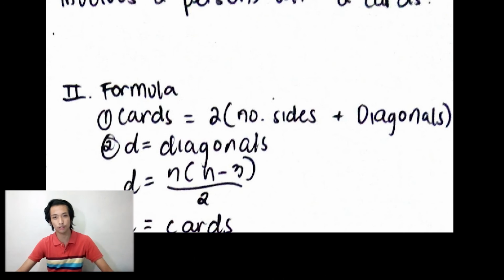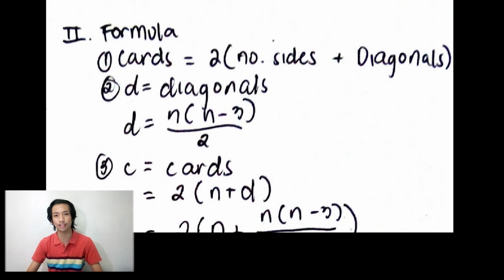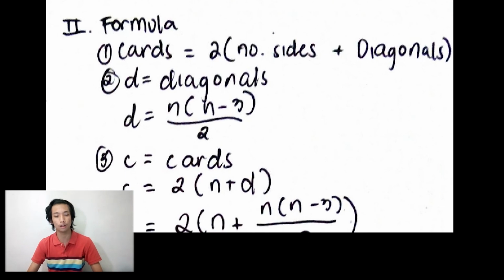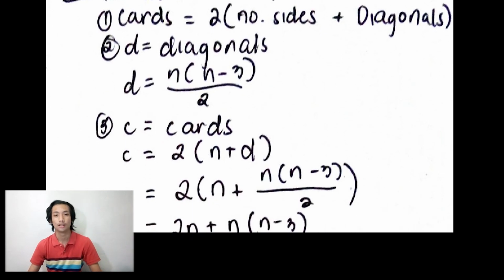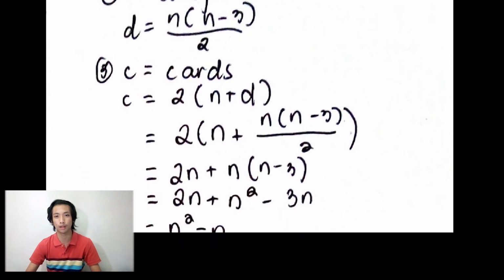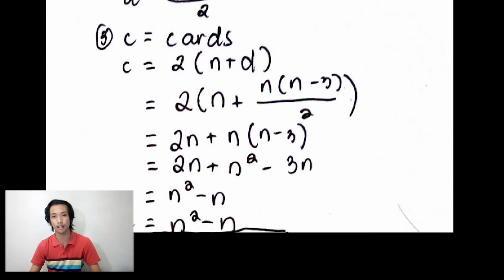So let's first get the formula for diagonals. D is equal to n times quantity n minus 3, all over 2. So for the cards, C is equal to 2 times quantity n plus D, wherein n is the number of people and D is the diagonals created by this number.